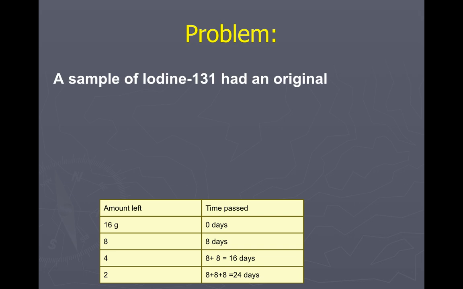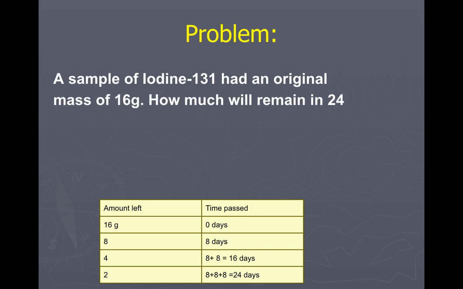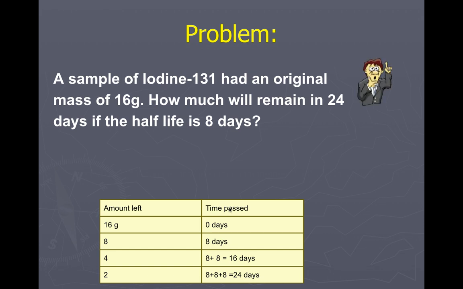So iodine 131, again used for the thyroid cancer treatments, had an original mass of 16 grams. How much will remain after 24 days? Its half-life is 8 days. So let's take a look here at the graph. We started here, our chart, with 16 grams at the very beginning, 0 days. The half-life is 8 days. After 8 days, you have half left, 8. Another 8 days for a total of 16 days. Half of 8 is 4. And another 8 days, 3 sets of 8 days, 24 days have gone by, and you're left with 2 grams. So again, notice you're cutting in half, cutting in half, cutting in half.